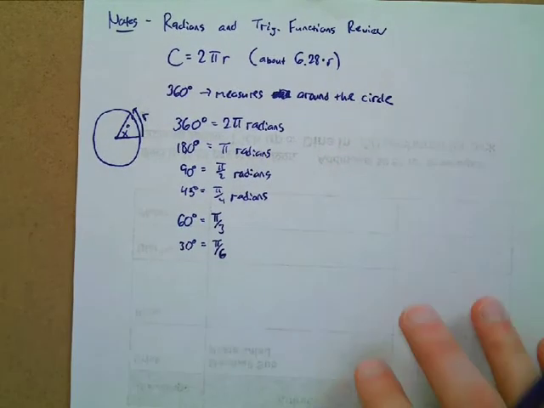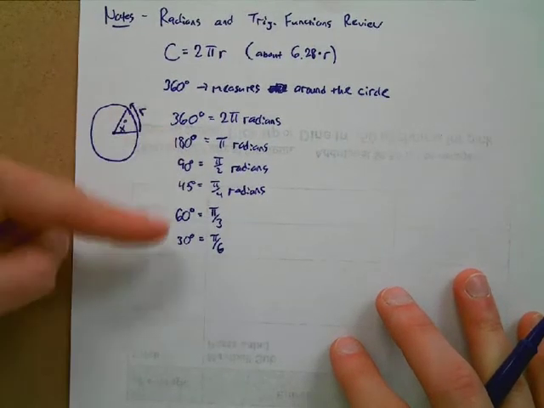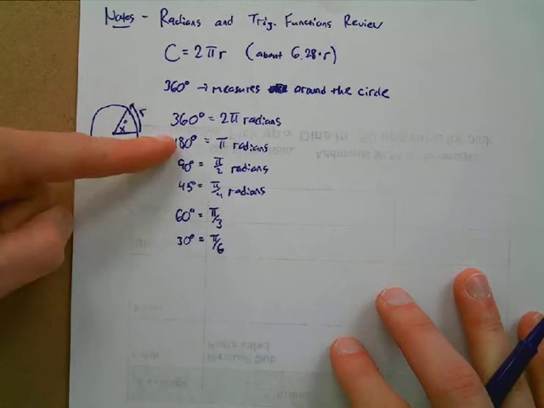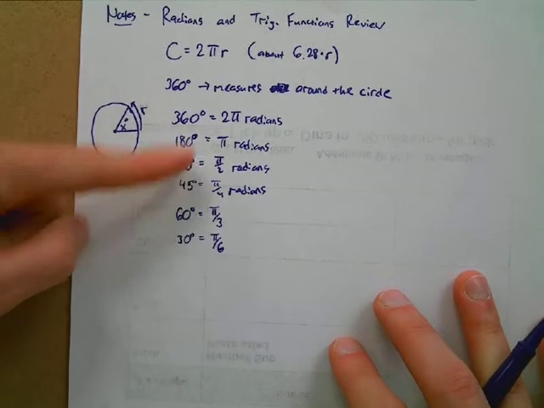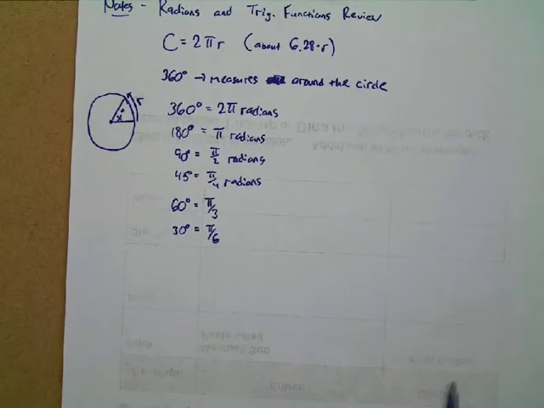Or you can think about it as 180 divided by what gives you 30? 180 divided by 6 gives you 30. So pi divided by 6, pi over 6. But of course, we don't want to have to keep working with all these crazy fractions and stuff like that.